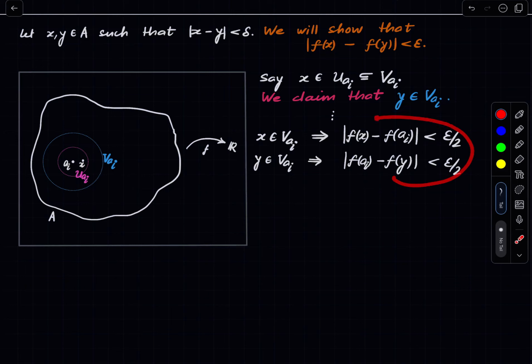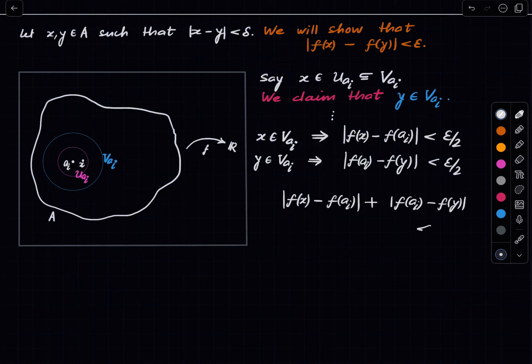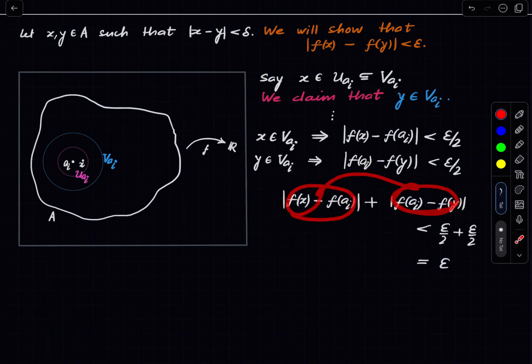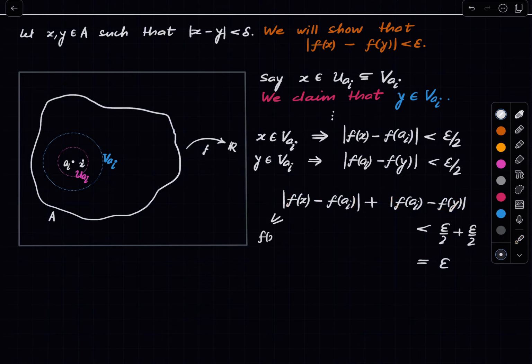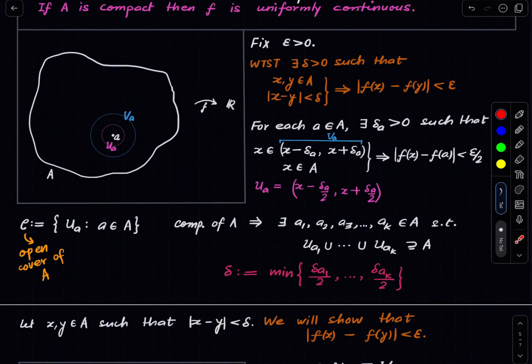And now we just apply triangle inequality here. So we just add these inequalities to get that this is less than epsilon by 2 plus epsilon by 2, which is epsilon. And this thing is greater than the absolute value of the sum of these things. That is the triangle inequality. So this thing is at least that. So we get that this is less than epsilon, and we are done. That finishes the proof.